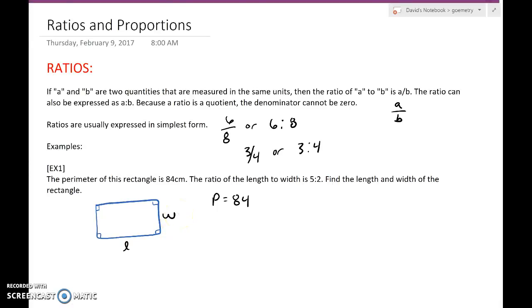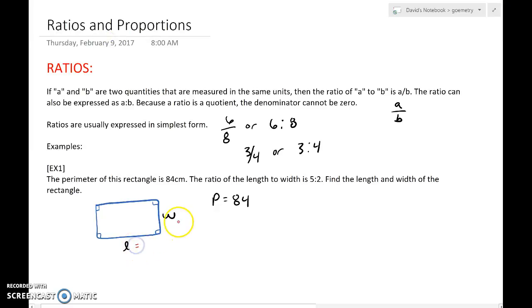So I can actually write that using a variable. I can say that L is going to be 5x and W I can represent as 2x, because every 5 units I have of length, I have 2 units of width, and the unit in this case is x. When we're finding the perimeter, we know that the perimeter is all of the sides added together, and this is a rectangle, so opposite sides are congruent. So this length up here is also 5x, and this width over here is 2x. So I've got 2x, 5x, 2x, 5x.